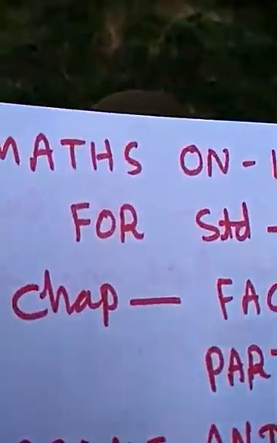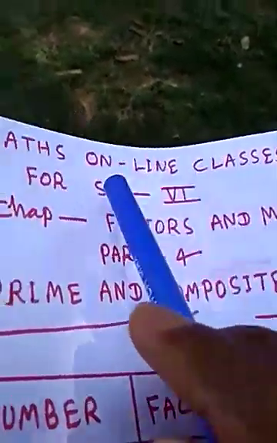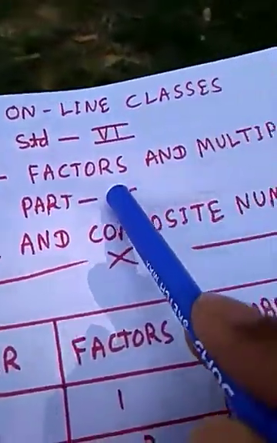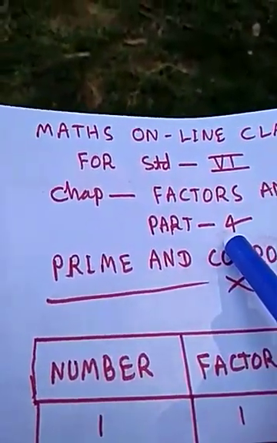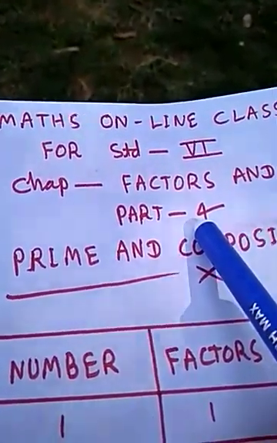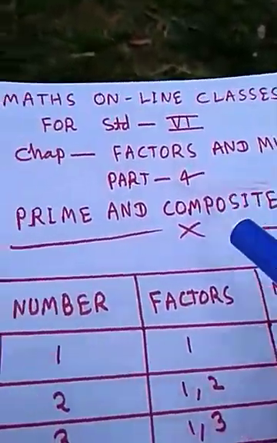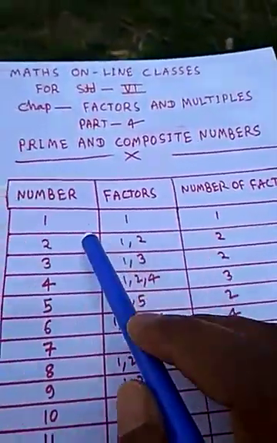It is a maths online class for Std-VI, chapter name Factors and Multiples. It is part 4. Here we shall learn what prime and composite numbers are. Here we shall draw a box of this type.